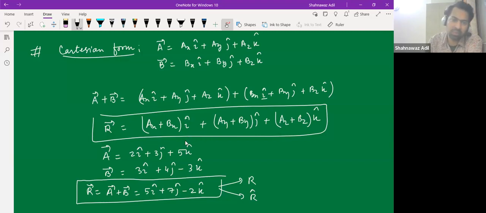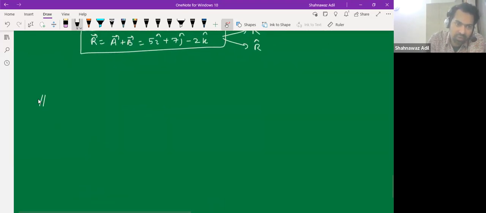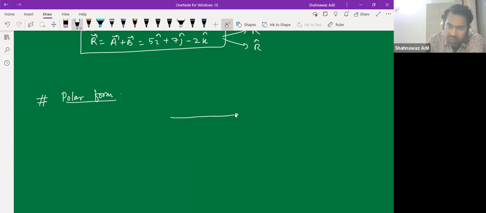Okay, but what about the polar form? So in polar form, two vectors are given. Let's say this vector's magnitude is A, and the other vector's magnitude is B, right? So two vectors and the angle between them are given. So we have to find out what the resultant of these two vectors would be.